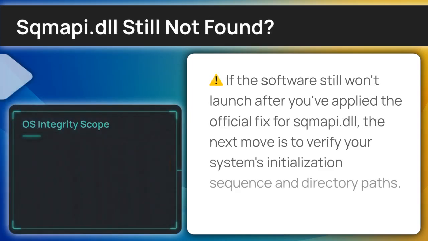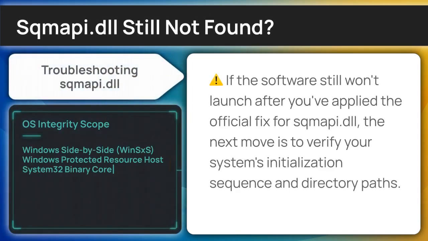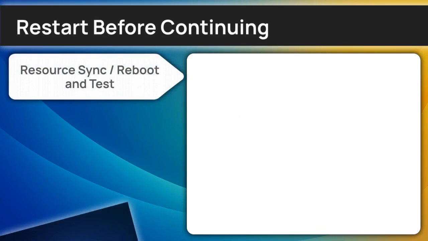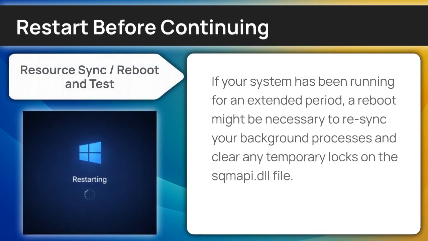Should the file remain missing after a reinstall, we need to ensure that the operating system is forced to re-index its shared library paths. A simple restart can resolve file-in-use errors that mimic a missing Sqmapi message. It's a low-effort step that ensures your operating system starts with a clean execution stack.